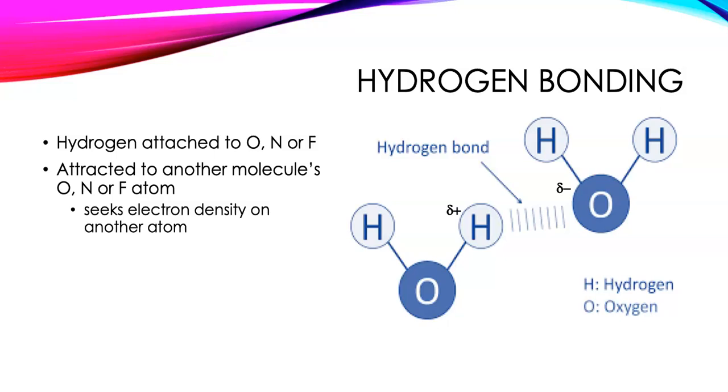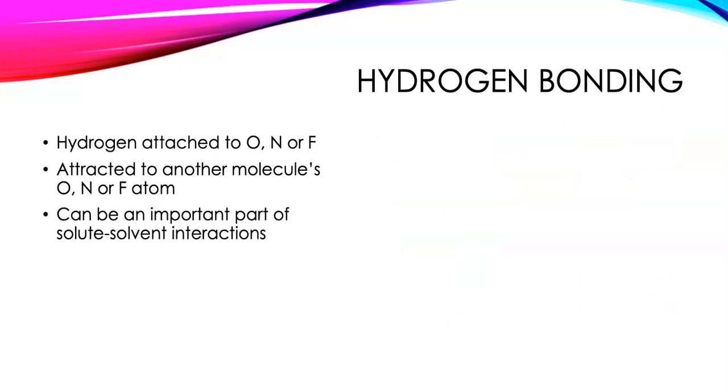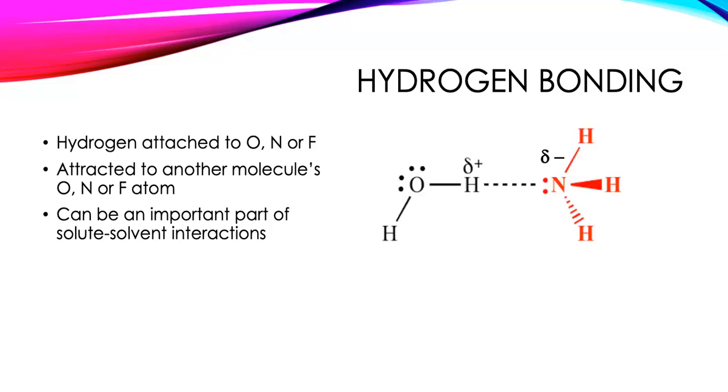So I've got partially positive hydrogen atoms on one water molecule attracted to the partially negative oxygen on another water molecule, and we call this a hydrogen bond, right? H attached to O, N, or F, attracted to another molecule's O, N, or F. And this is stronger than your dipole-dipole attraction. And again, we're showing it here with a series of dashes, okay? It can be a very important part of solute-solvent interactions, but you have to meet this very specific definition. This is the classic definition of hydrogen bonding.